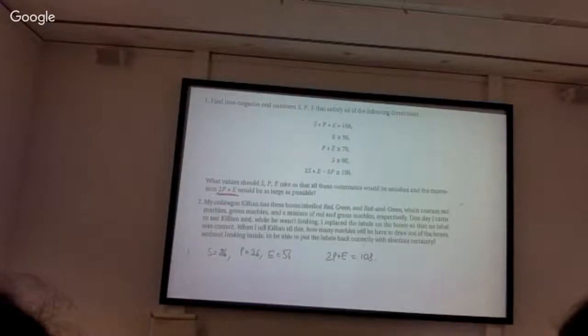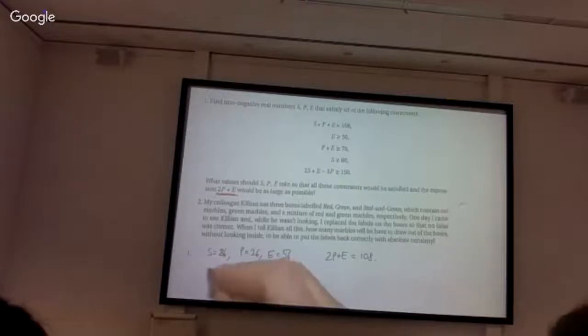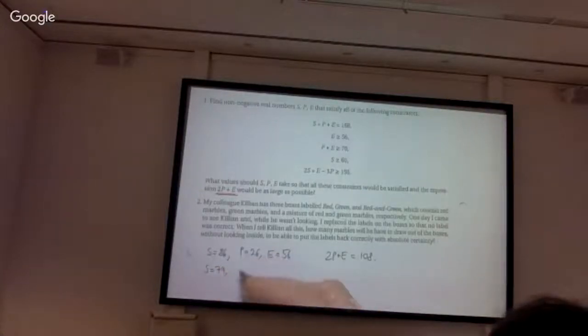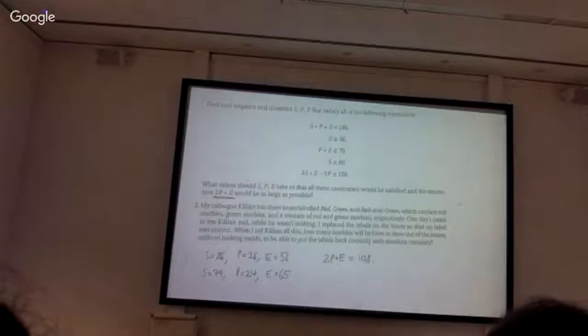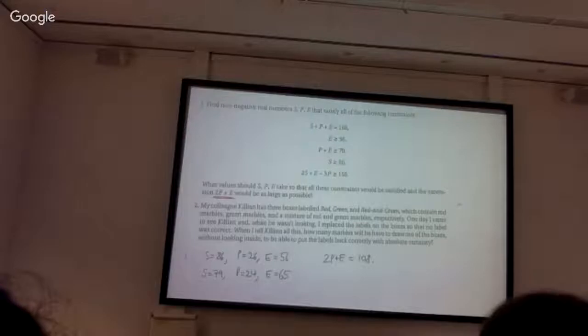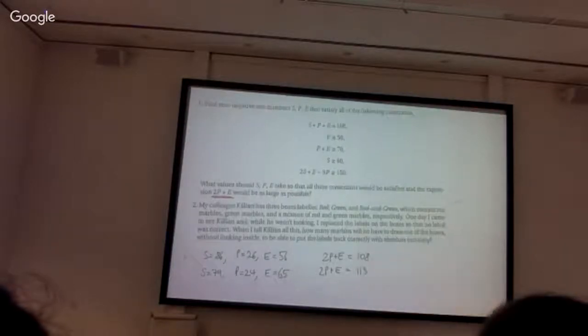Nobody knows? Yeah? I've got 79 for studying, 24 for partying, 65 for everything else. So here the objective is how much? 113? Yeah, that's better. Anybody got a better solution?